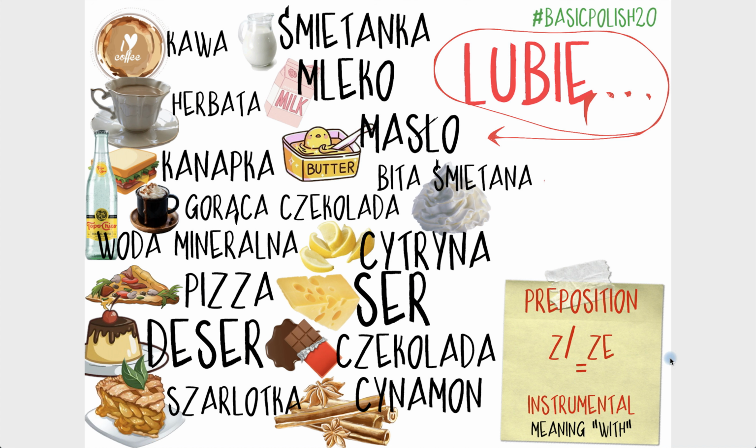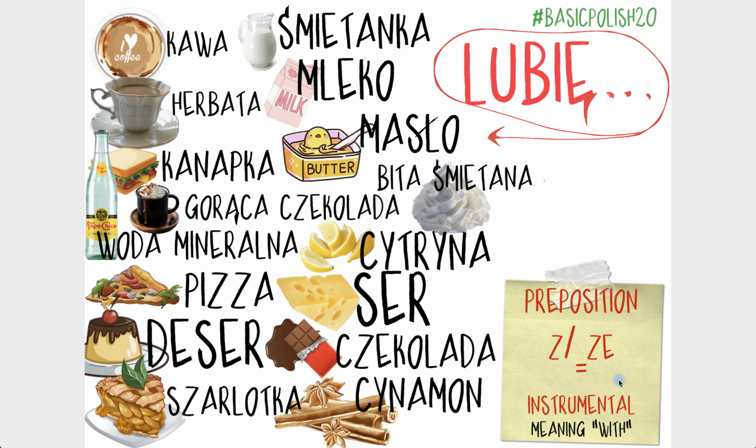And today we're going one level up, I shall say, because we are combining the accusative and the instrumental case together. Lots of new words, as you can see, and a new preposition as well today. So let me start with the new preposition, z. Z with instrumental has the meaning of with.